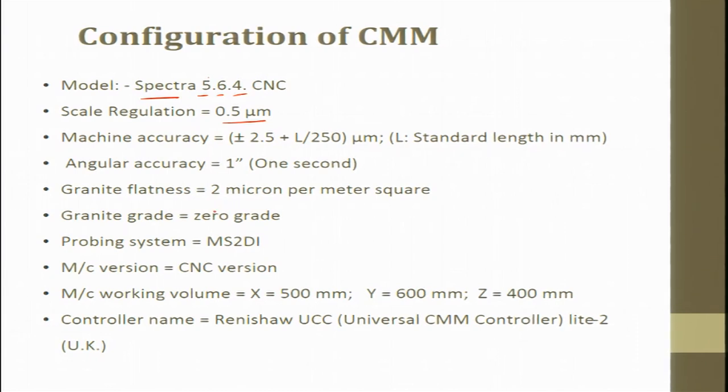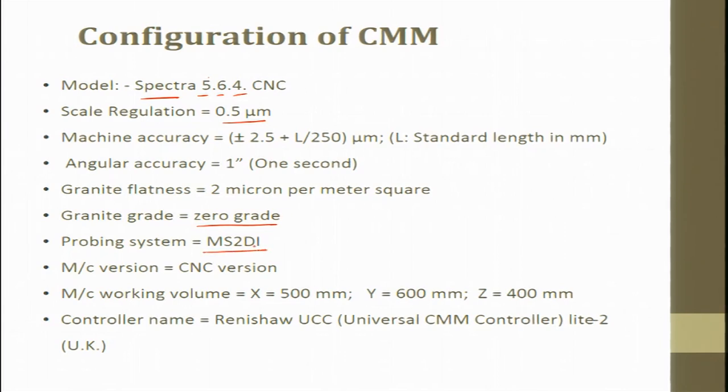Granite flatness: granite is the work table that we have, it is 0 grade granite. The 2 micron per meter square is the flatness. So it is quite smooth to keep our measuring instruments on over it. It is 0 grade, and thermal expansion is also 0.